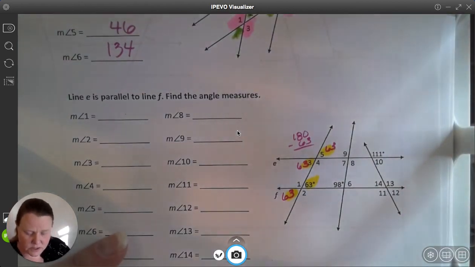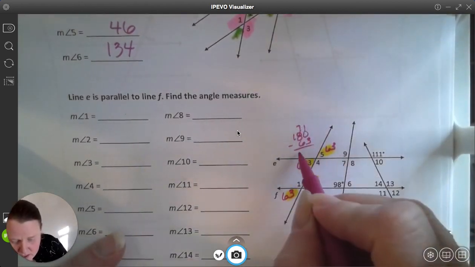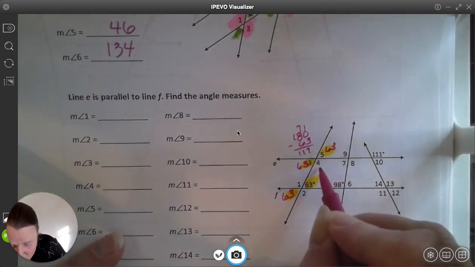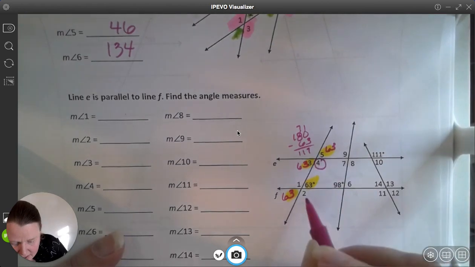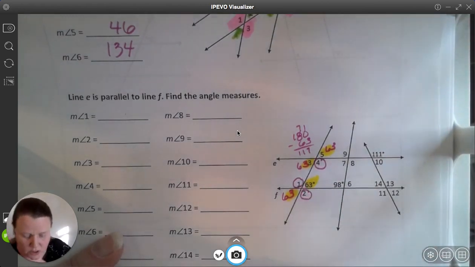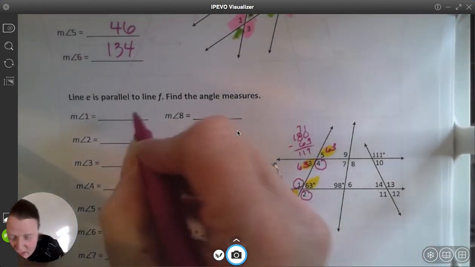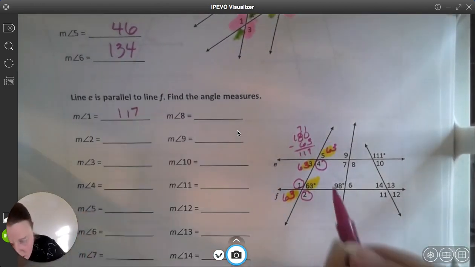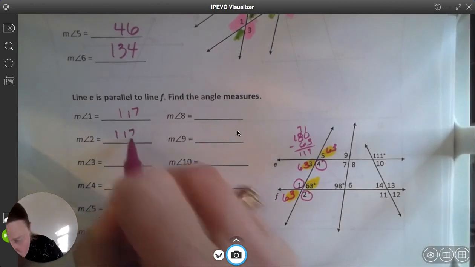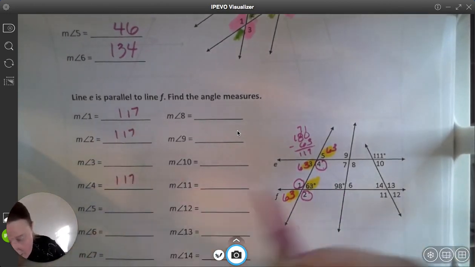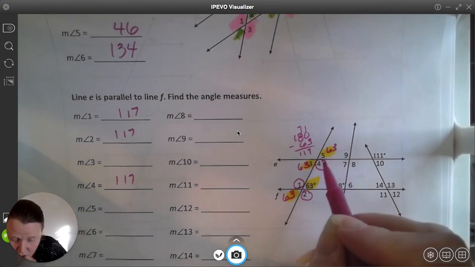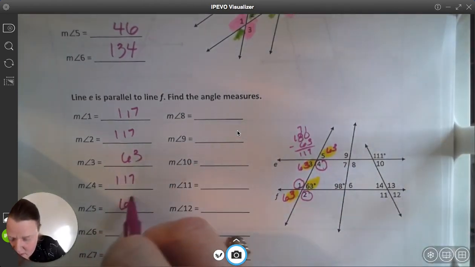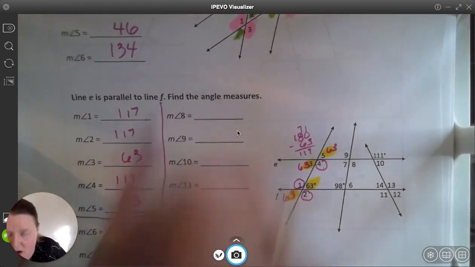So we go ahead and do our subtraction problem. And we have 117, which means angle 4 is equal to that, angle 1, and angle 2. All of those are going to be 117. And so I can go ahead and fill them in over here. Angle 1, angle 2, and angle 4. And that means the yellow ones here, angle 3 and angle 5, are going to be 63. And all of these are on the yellow line.